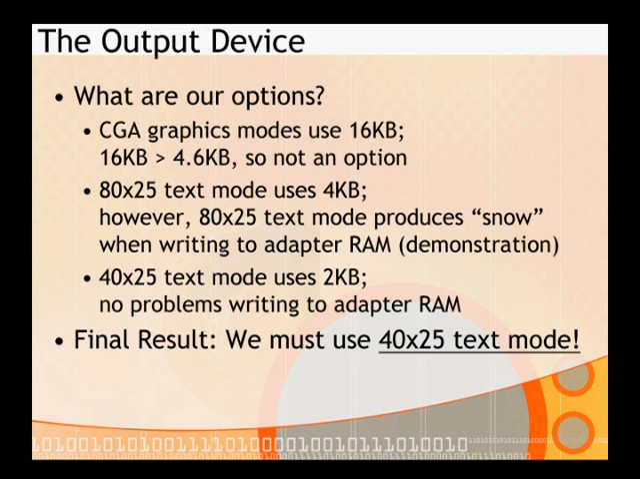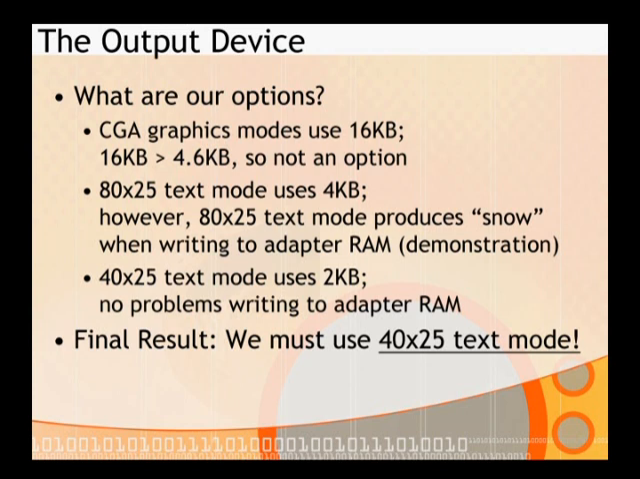So when we research the output device, what are our options? Well, graphics modes use 16K, that's greater than 4, so that's not an option. 80 by 25 text mode uses 4K. However, 80 by 25 text mode has a problem with snow. And if this sucker boots up, I can give you an example.